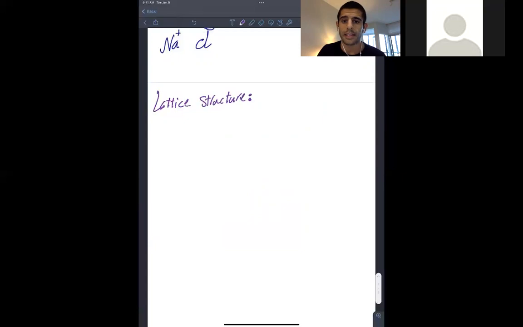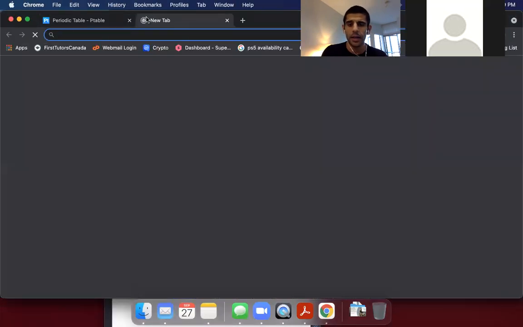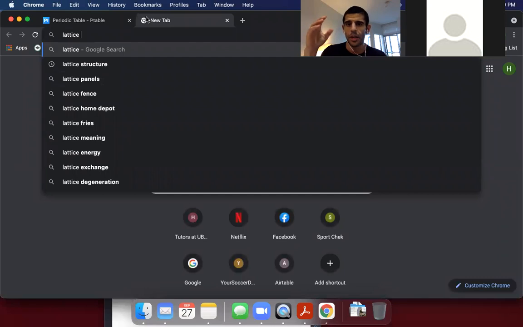So this lattice structure, what is this? Lattice structure is a very organized structure, just a repetition of ions that create ionic bonds with each other. And based on two factors, this structure can be more stable and take more energy to break, or less energy.